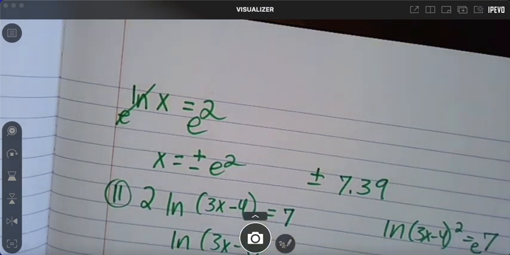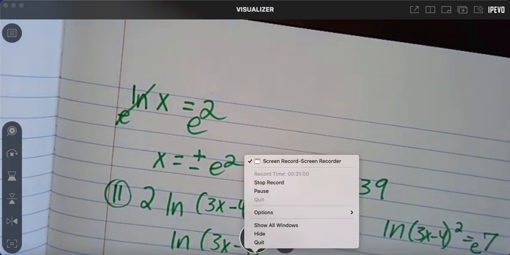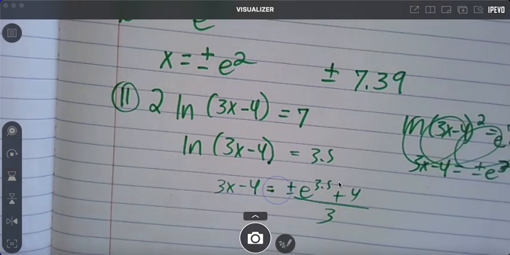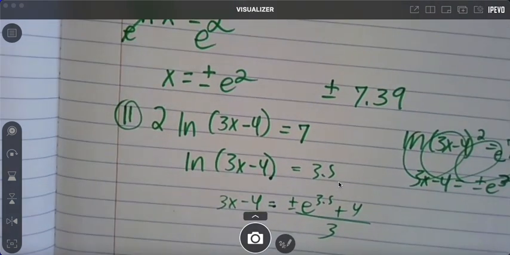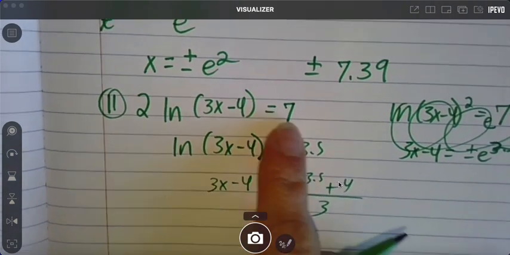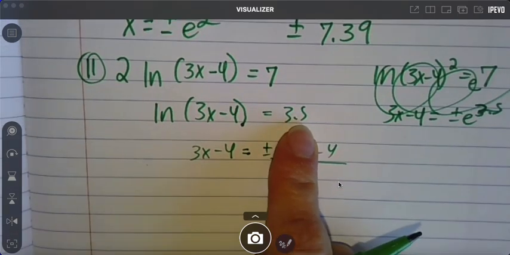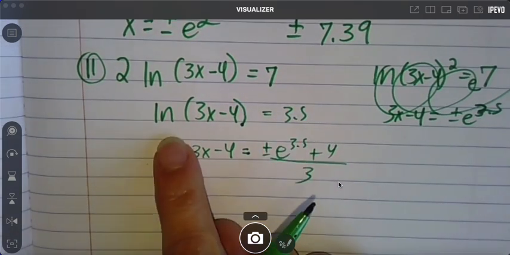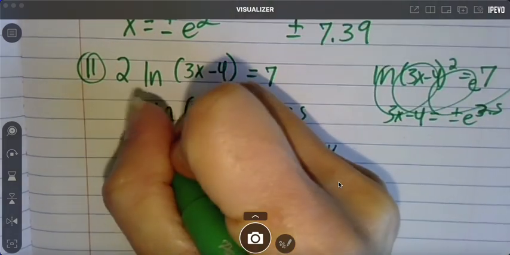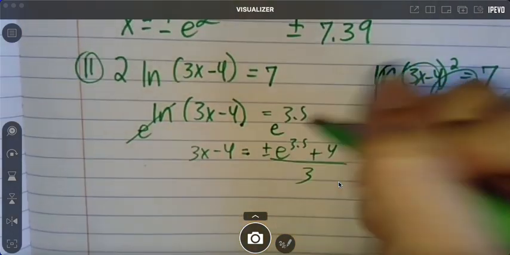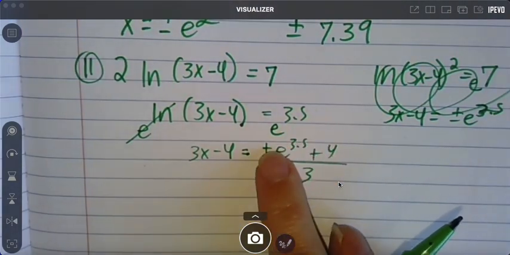Let me see what I get. Hold on. That's all I have. Not the same answer. Look, this is what I did. I divided by 2. I think that is the easiest way. And I got my 3.5. Then I took e to that 3.5. Okay, and when I did that, I get a positive.